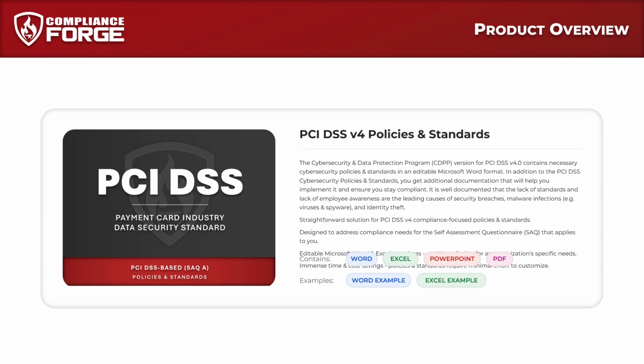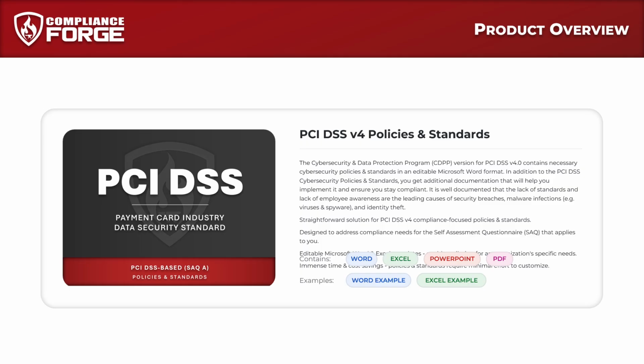The Cybersecurity and Data Protection Program version for PCI DSS v 4.0 contains the necessary cybersecurity policies and standards in an editable Microsoft Word format. In addition to the policies and standards, you get additional documentation that will help you implement it and ensure you stay compliant. It is well documented that the lack of standards and the lack of employee awareness are the leading causes of security breaches, malware infections, and identity theft.